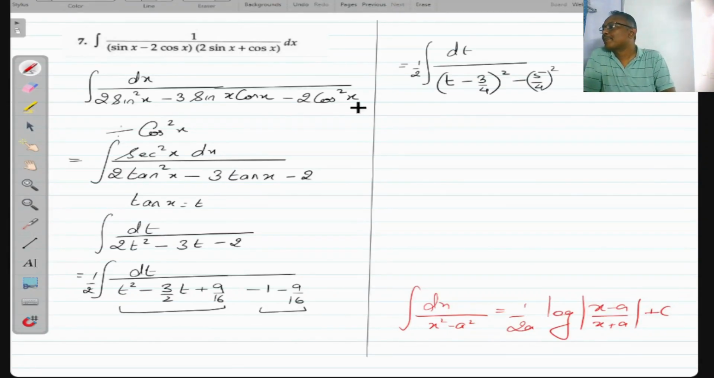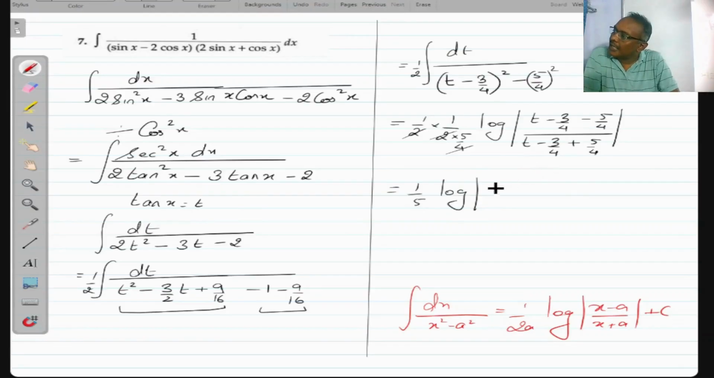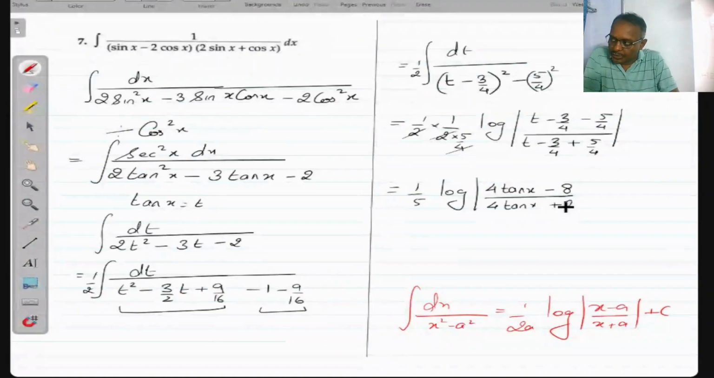This will become 1 by 2 into 5 by 4 log of t minus 3 by 4 minus 5 by 4 upon t minus 3 by 4 plus 5 by 4. ये 4 ये दोनों से कट गया. 1 by 5 log of t के जगह वापस tan x डाल देंगे. 4 tan x minus 3 minus 5 is minus 8. 4 tan x minus 3 plus 5 is plus 2.